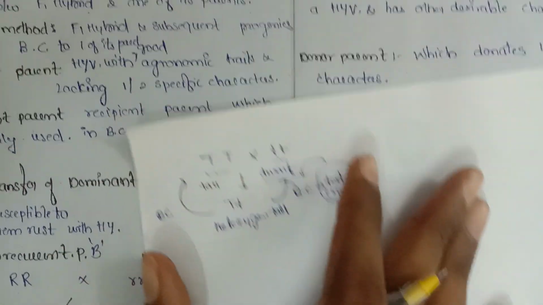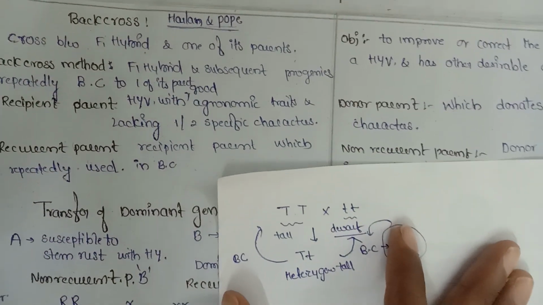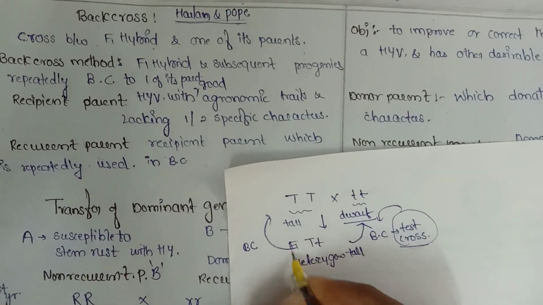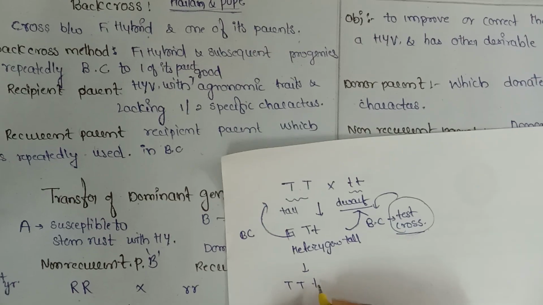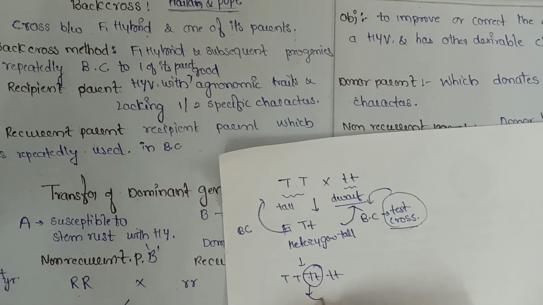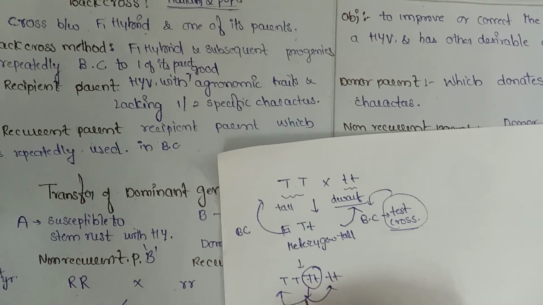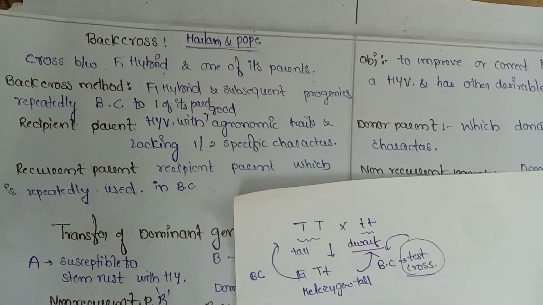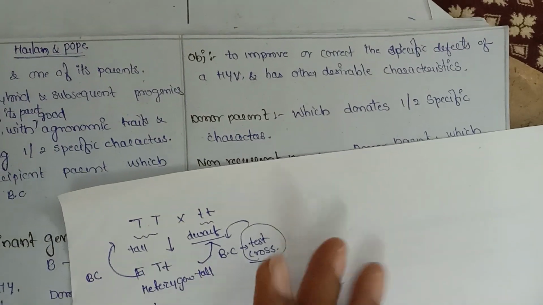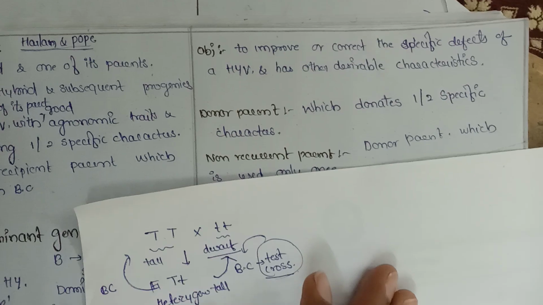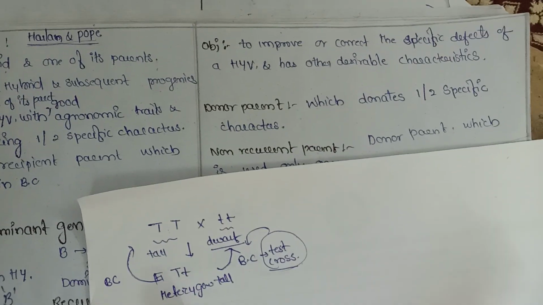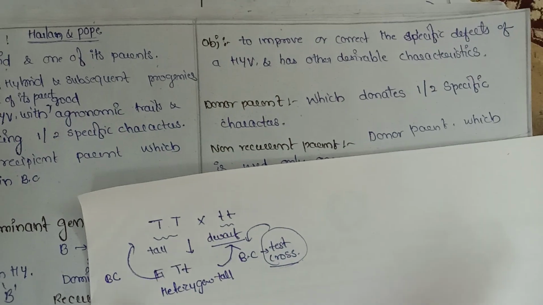Let us move on to what is meant by the backcross method. In this method, the F1 and all the subsequent generations are also backcrossed with the parent. It is known as the backcross method. What is the need of the backcross method? The main objective is to improve or correct some specific defects which are present in a good high yielding variety with all other desirable characters.